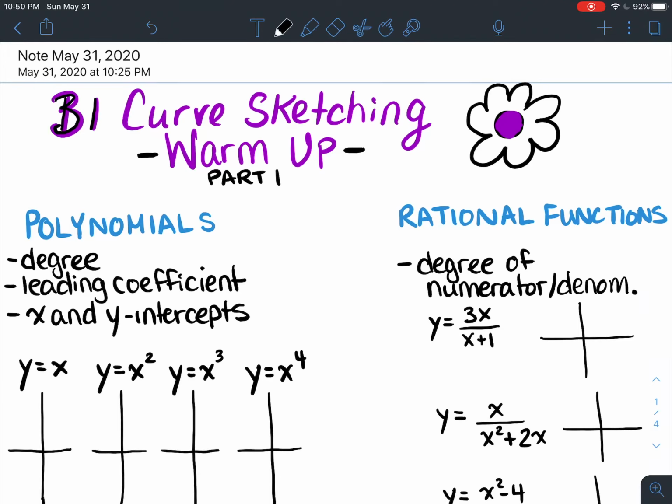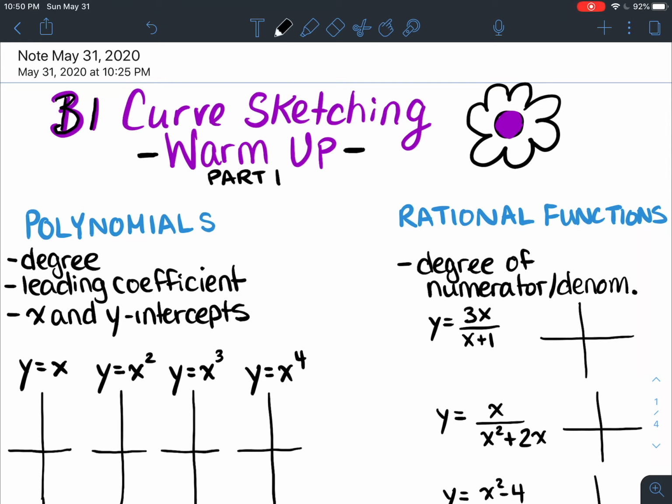All right, here is a warm-up to curve sketching. Okay, so B1 is our next topic. And in B1, we're going to be able to sketch graphs of polynomials, rational functions for sure, and maybe some other types too, depending on how far you get. So let's just do a quick review of advanced functions.